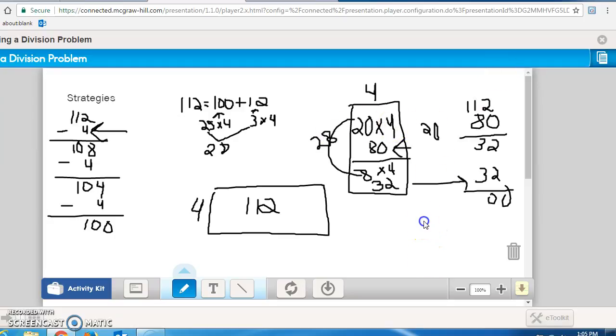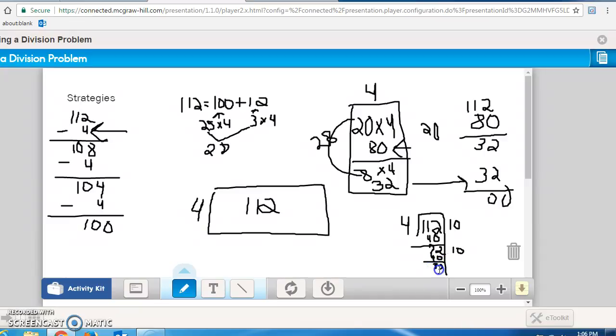I also could do 112 divided by 4. Here is my partial quotients. How many sets of 4 can I get into 112? Well, I could start with 10, and 10 times 4 is 40. When I subtract, I notice that I have 72. I can do another group of 10. 10 times 4 is 40. And I have 32 left.